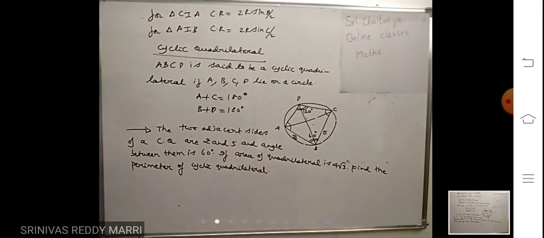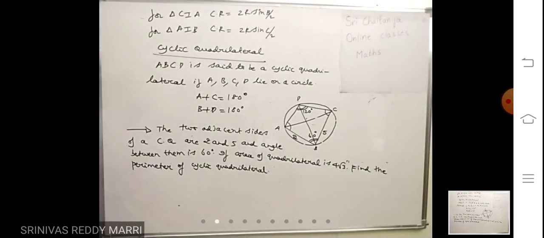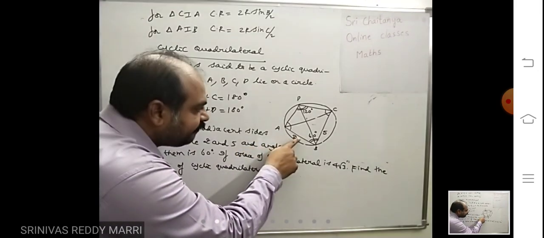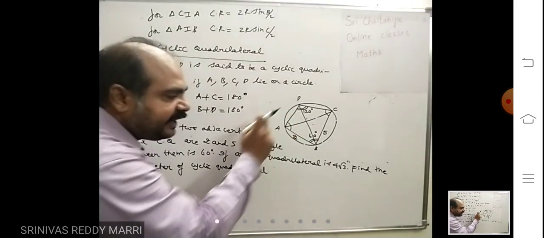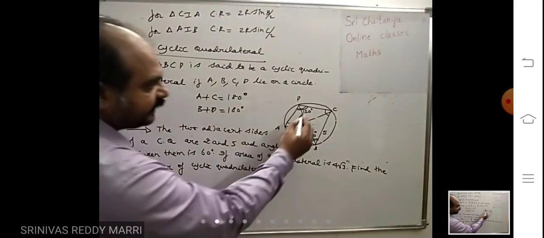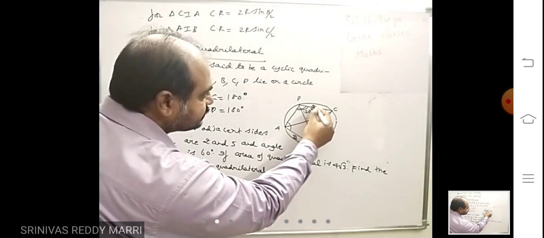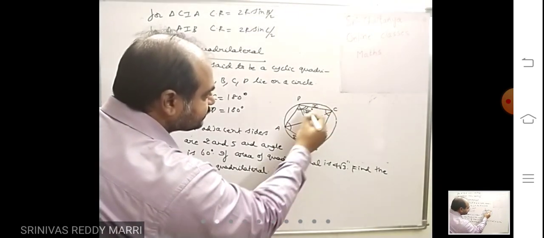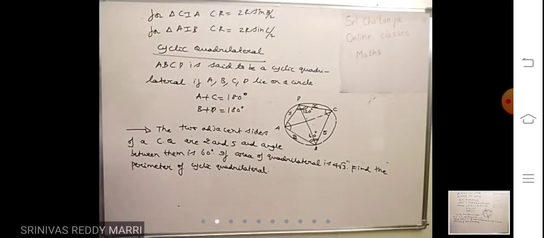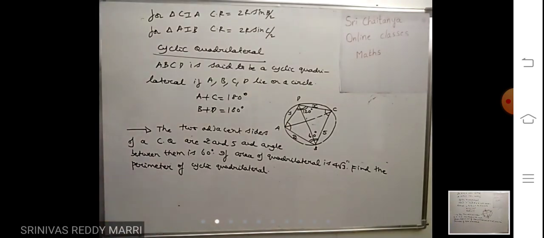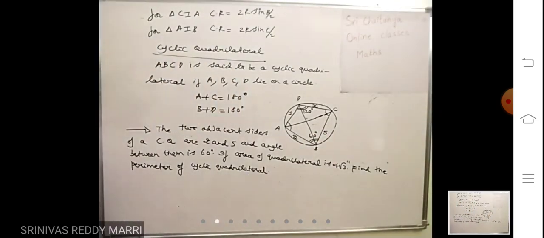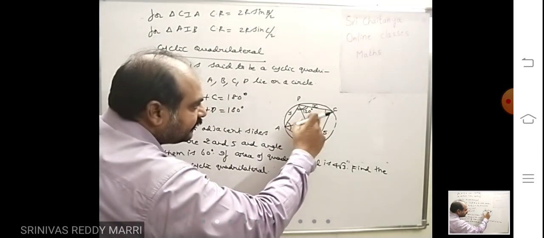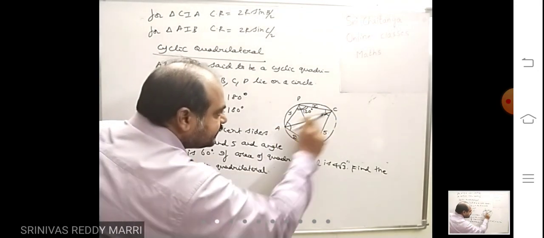He is asking to calculate the perimeter of the quadrilateral. Perimeter means the sum of all the sides. That means it is necessary to calculate the remaining sides. Let us say CD is x and AD is y. If you calculate x and y, you can find the perimeter. Now in the cyclic quadrilateral, how to approach the problem is, now this diagonal AC, for this triangle and this triangle, AC is what?